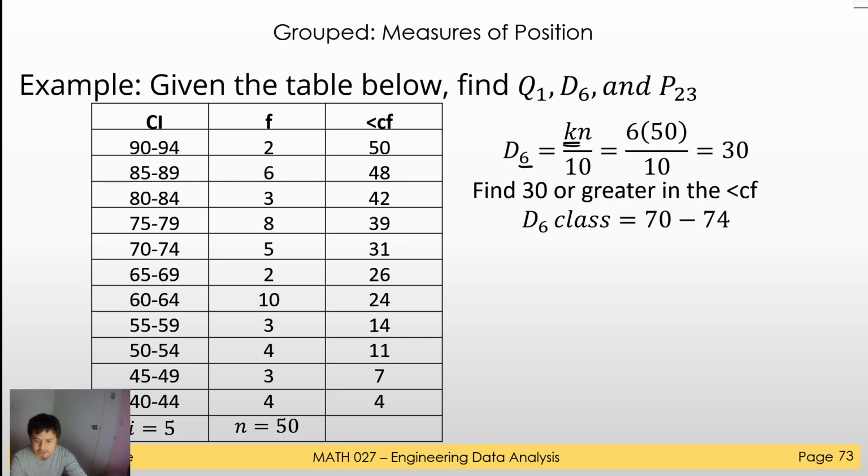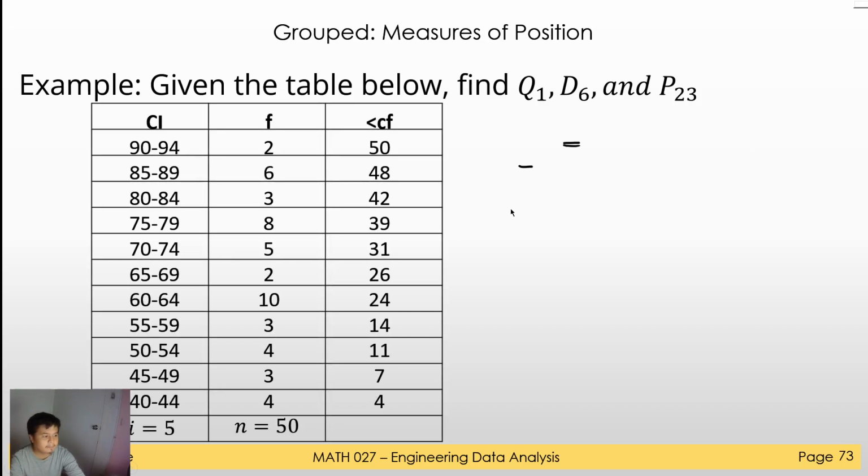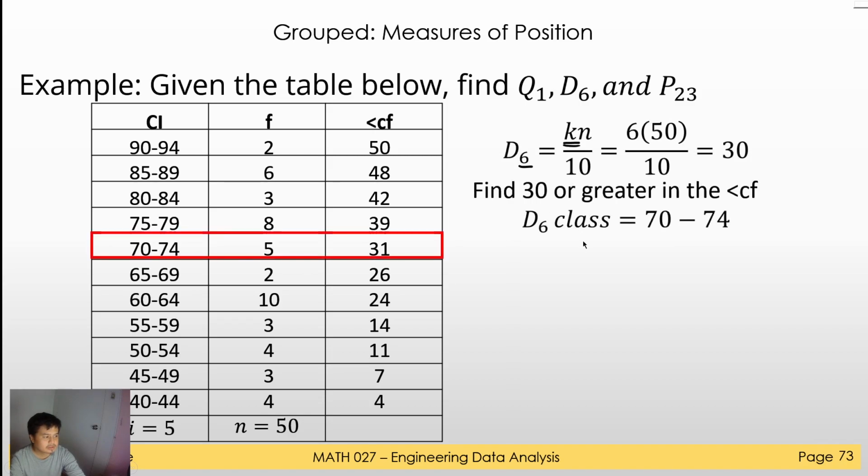No, I need to change this. Sorry, guys. I'll just change this. Okay, so I changed this. Nothing happened. Oh, sorry, I changed the wrong one. Okay, so 74. So we have 70 to 74 as our D6 class.